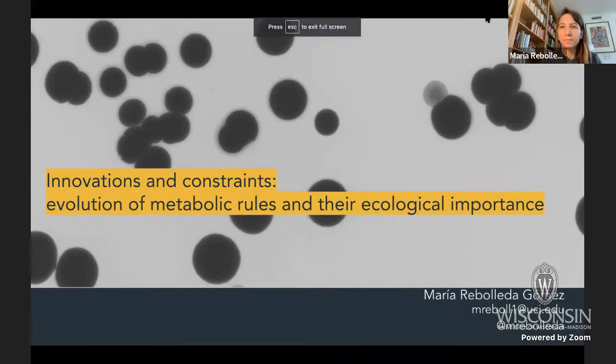Okay, so I'm interested in innovations and constraints, and I see these as two faces of the same implications of adaptive landscapes, and I'll get more to that. Specifically, lately, I've been really interested in what we've been calling metabolic rules. These are very simple metabolic constraints or little changes that generate holistic rules that we can then use to predict community dynamics. So these will all become clearer.